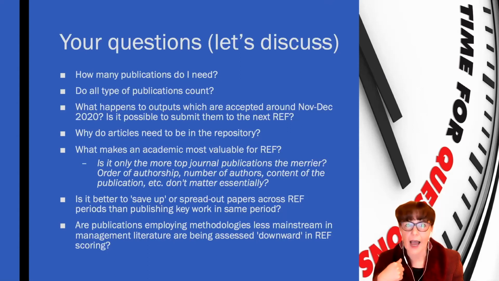So the first question was, how many publications do I need? Well, I hope that the presentation has given you an answer to this already. You only really need one, because everyone can be submitted with just one publication. Well, not everyone. People can be submitted with just one publication as long as the average for the university is 2.5. So if some of your colleagues are submitted with 5 publications and you are submitted with 1, the average is already 3. Junior career academics are often submitted with only 1 or 2 publications. So if you have 1 or 2 good publications over a 7-year period, that's already sufficient.